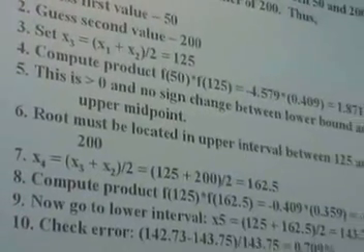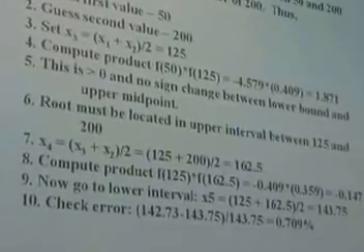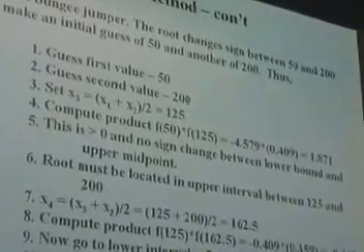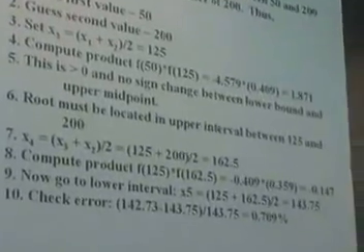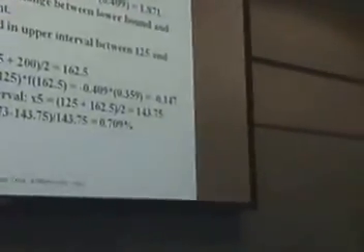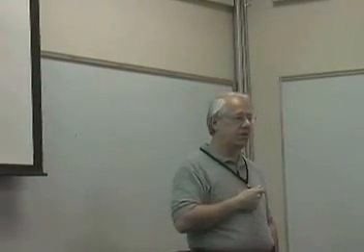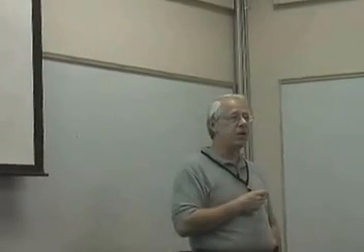All right, so I'm going to compute the product of f at 50 and f at 125, and then I get, you notice, a minus 4.579 times 0.409, I get 1.871. All right, so those are the two values of the products. This is greater than 0. Okay, no sign change between the lower and upper bound. So what does that tell me? It says, aha, then I must be located in the upper interval, between 125 and 200.